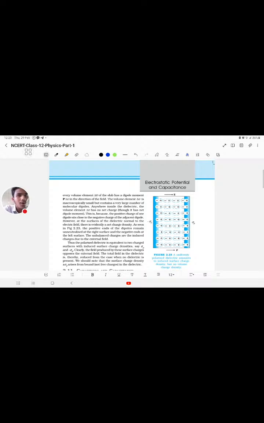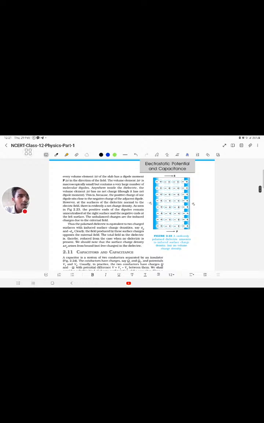The volume delta V is macroscopically small but contains a very large number of molecular dipoles. Anywhere inside the dielectric, the volume element delta V has no net charge. Though it has a dipole moment, the net charge will be zero because the positive charge of one dipole sits close to a negative charge adjacent to it. However, at the surfaces of the dielectric, normal to the electric field, there is evidently a net charge density. As seen in figure 2.23, the positive ends of the dipoles remain unneutralized at the right surface. The unbalanced charges are induced charges due to the electric field.